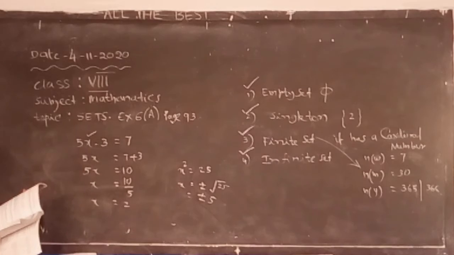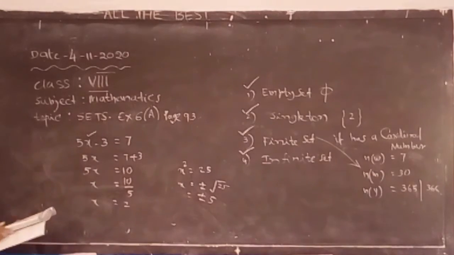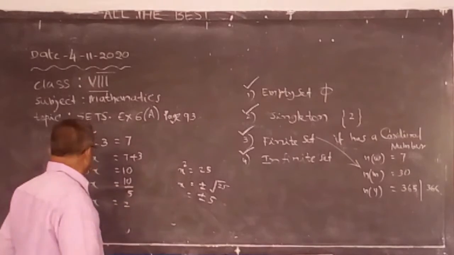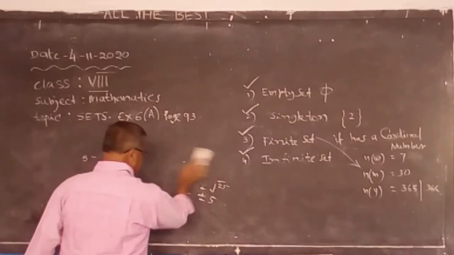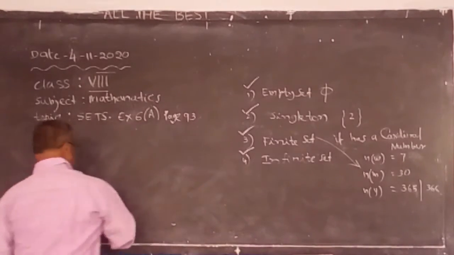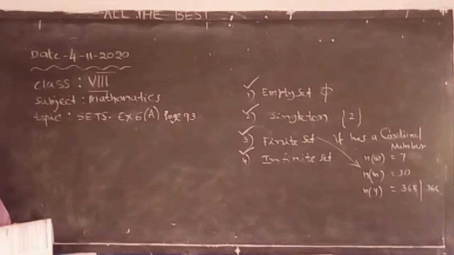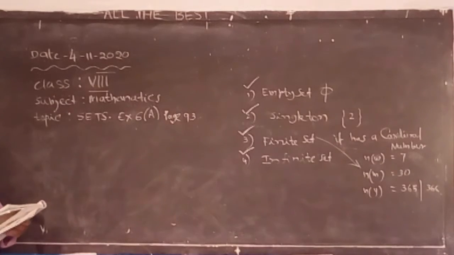Third one: state which of the following are empty sets. By reading the statement, you can say whether it is empty or not. Empty means no elements in it. It is in the name only. If there are no elements, it is an empty set. If there are some elements, it is not an empty set.